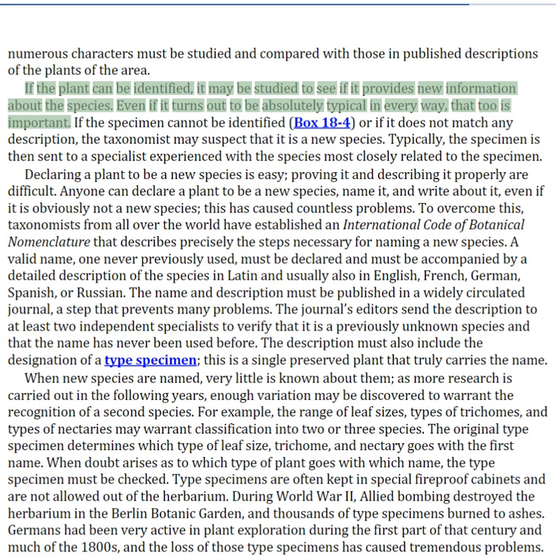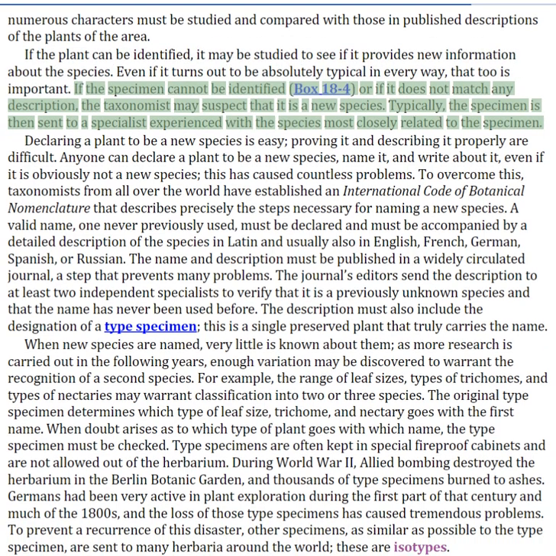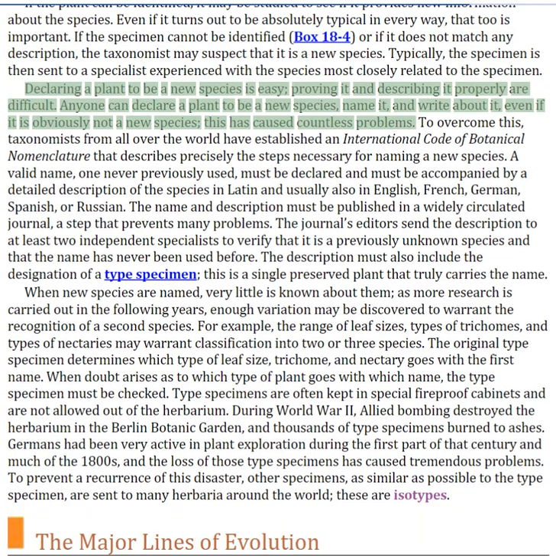If the plant can be identified, it may be studied to see if it provides new information about the species. Even if it turns out to be absolutely typical in every way, the data is important. If the specimen cannot be identified or if it does not match any description, the taxonomist may suspect that it is a new species. Typically, the specimen is then sent to a specialist experienced with the species most closely related to the specimen. Declaring a plant to be a new species is easy. Proving it and describing it properly are difficult.